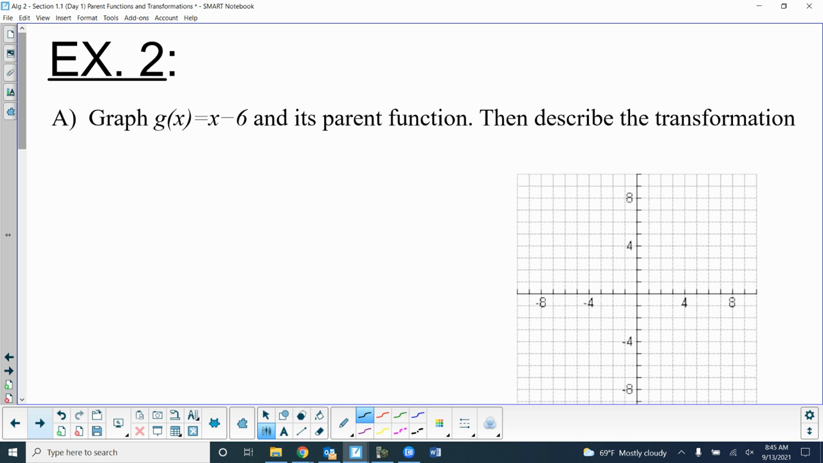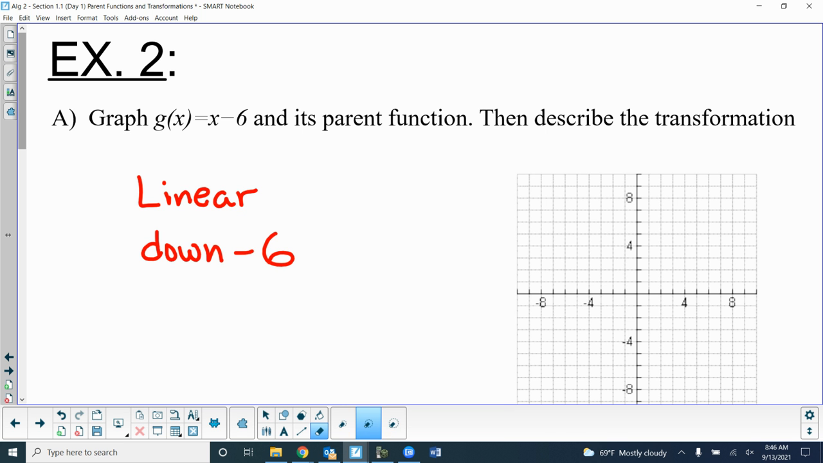Just an x. Linear, right? And it's outside. So what's the translation going to do? Down 6, right? Because it's outside, there's no parentheses. Oops, don't say negative 6, down negative, just say down 6, right?